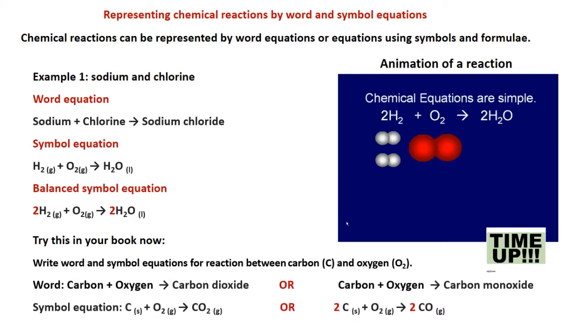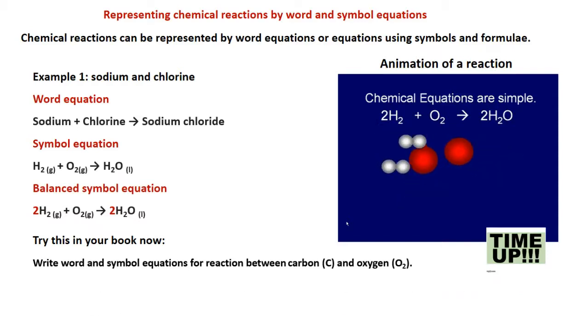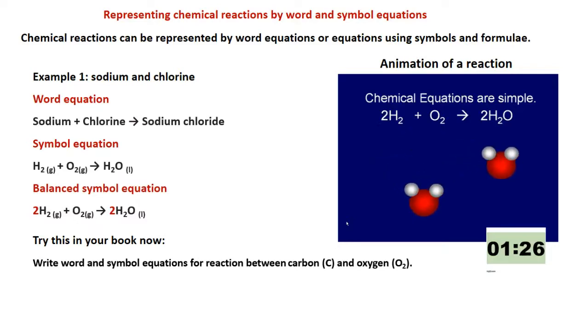I want you to try this in your book. It says, write the word and symbol equations for the reaction between carbon and oxygen. I've given you the chemical symbol of carbon and I've given you that for oxygen. I want you to try writing it in your books right now. The word equation and the symbol equation for a reaction between carbon and oxygen. Okay. We've got about 1 minute and 20 seconds to try this.